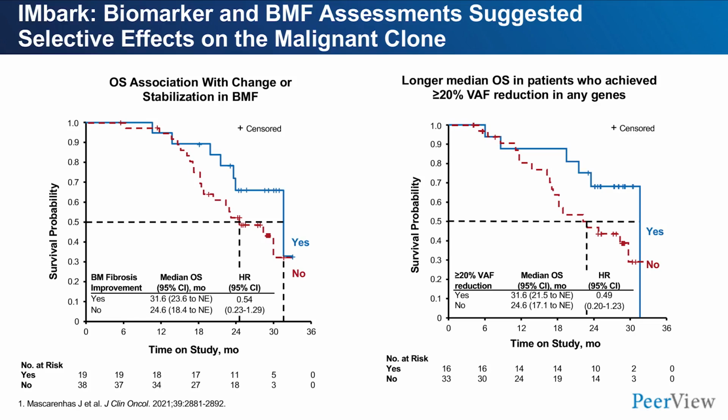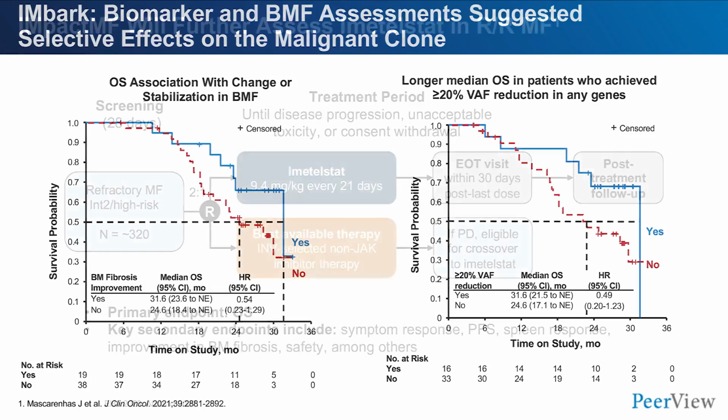And so that was very intriguing. The other thing that seemed to correlate with an improvement in overall survival, again, something we didn't think we could change, but if you target the leukemia stem cell, you can, is a reduction in the variant allele fraction or frequency. So greater than a 20% reduction in VAF is associated with improved overall survival.